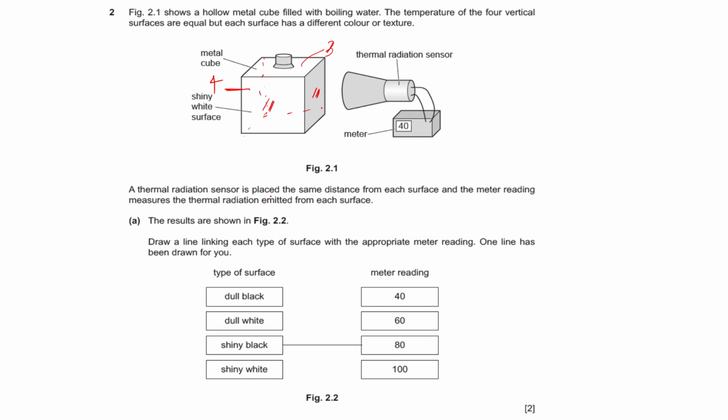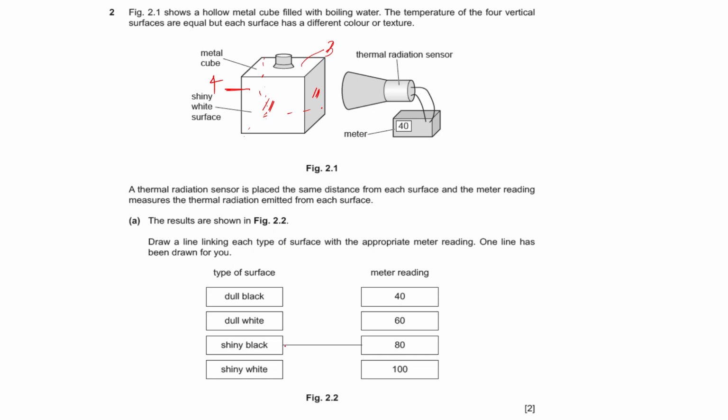A metal radiation sensor is placed at some distance from each surface, and the meter reading measures the thermal radiation emitted from each surface. The results are shown in Figure 2.2. Draw a line linking each type of surface with the appropriate meter reading. One line has been drawn for you.